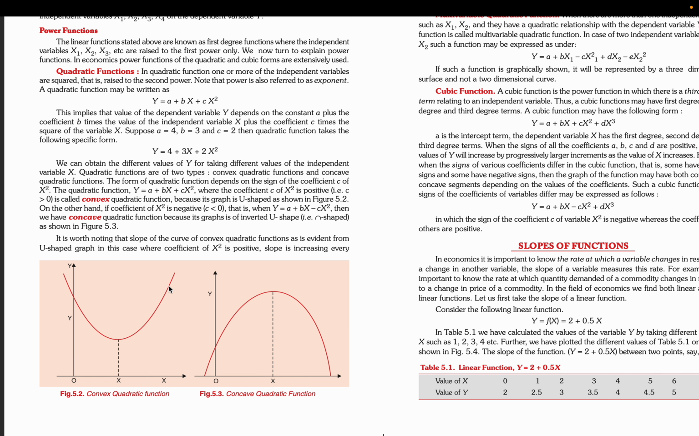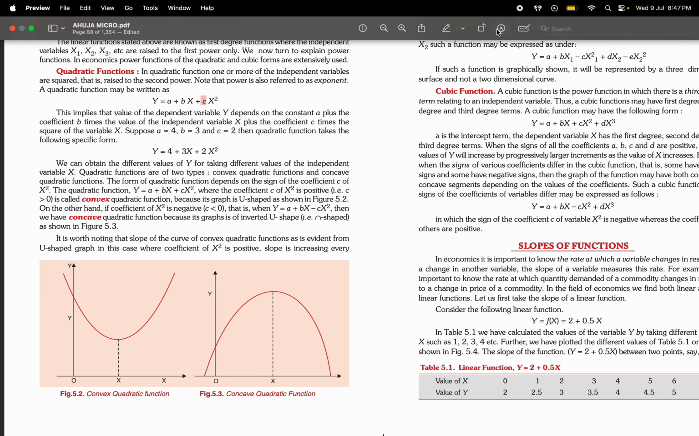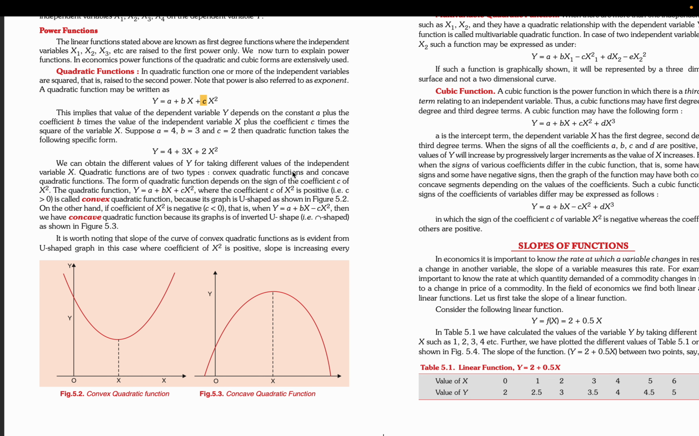Quadratic functions are of two types: convex quadratic functions and concave quadratic functions. The form of quadratic functions depends on the size of the coefficient c. Okay, it depends on whatever sign this c is going to take, or the coefficient of x square is going to take.